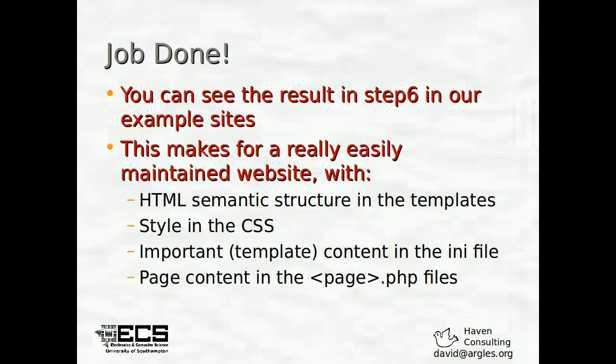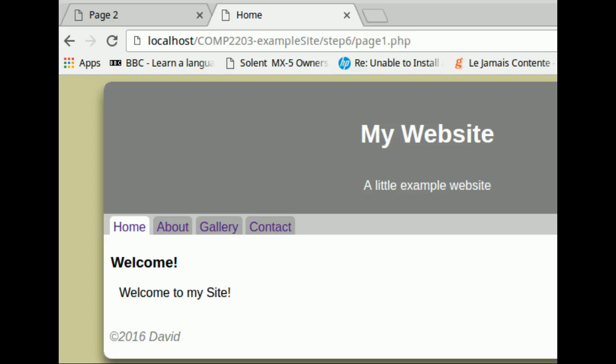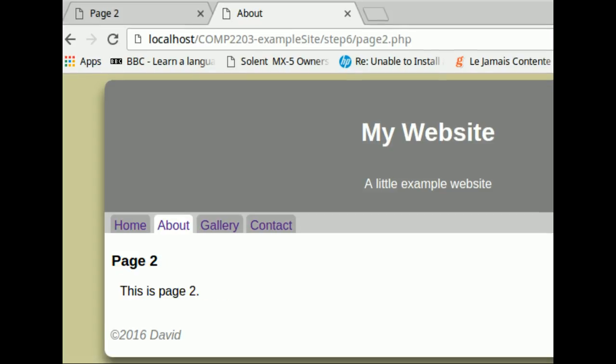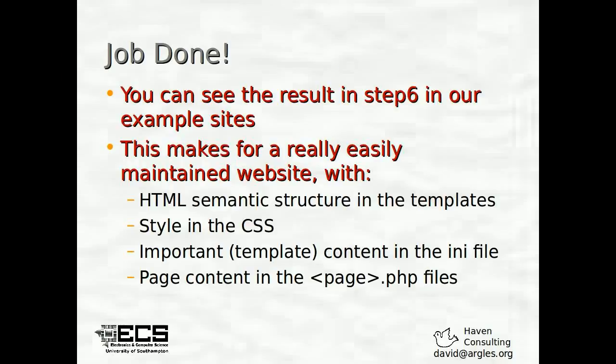Now you can see the result in step 6 in our example sites, and it does make for a really easily maintained website. So we have the HTML semantic structure in the template.html, we have the style in the CSS, we have the important template content in the ini file, and we have the page content in the page.php files.